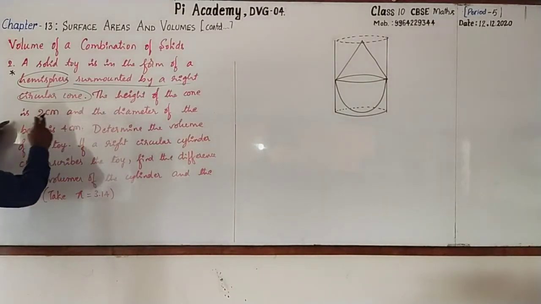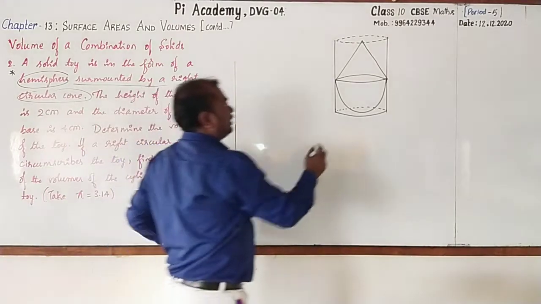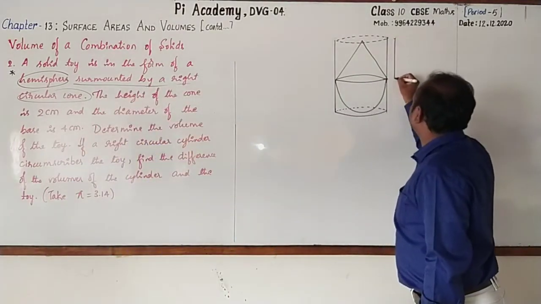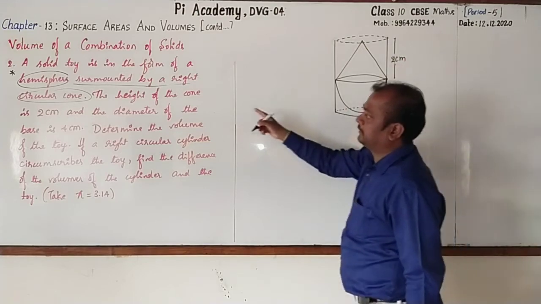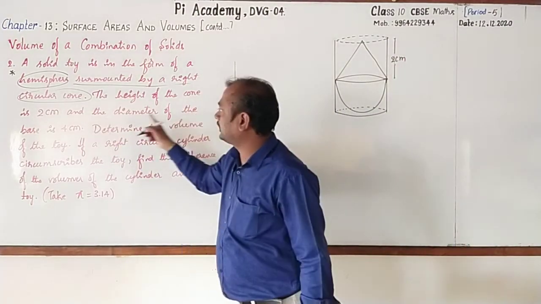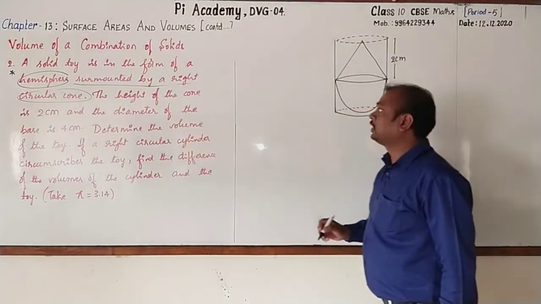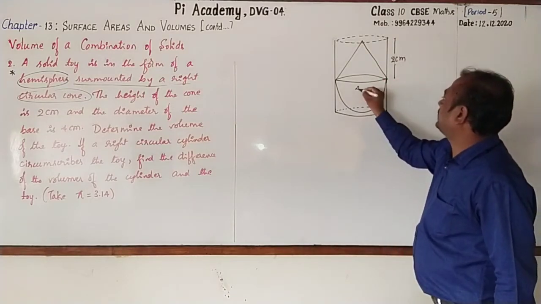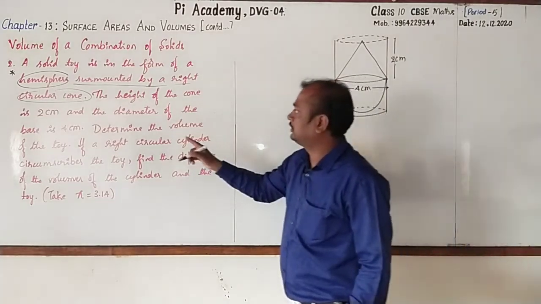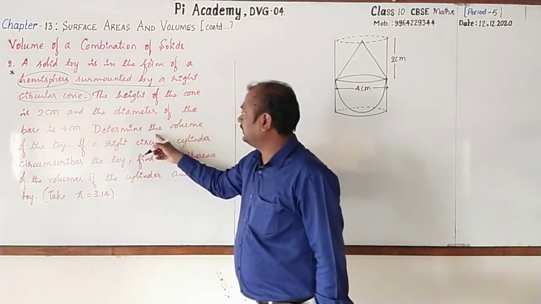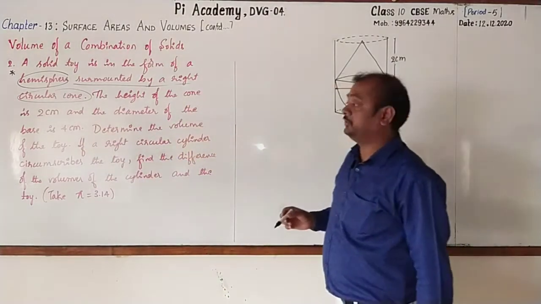Next. The height of the cone is 2 centimeter. Here only, here we have drawn the figure. Here I'll write the measurement. Height of the cone is 2 centimeter, and the diameter of the base is 4 centimeter. Base diameter. Followed? Then determine the volume of the toy.